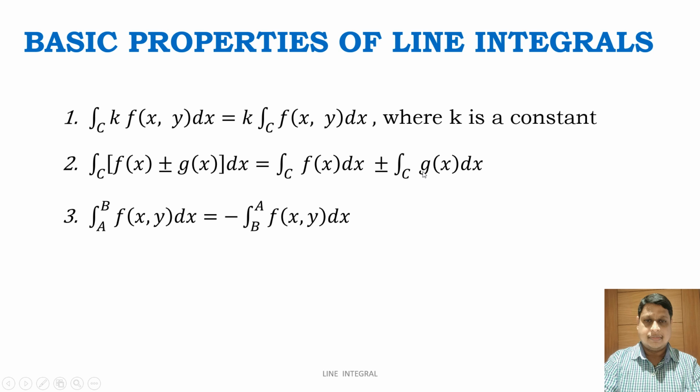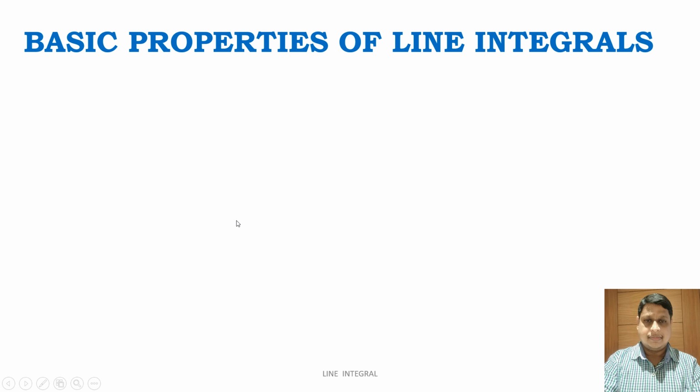Third property, integration from a to b f of x, y dx is equal to minus integration from b to a f of x, y dx. In this third property, we can interchange the upper and lower limit. The sign changes, either minus to plus or plus to minus.